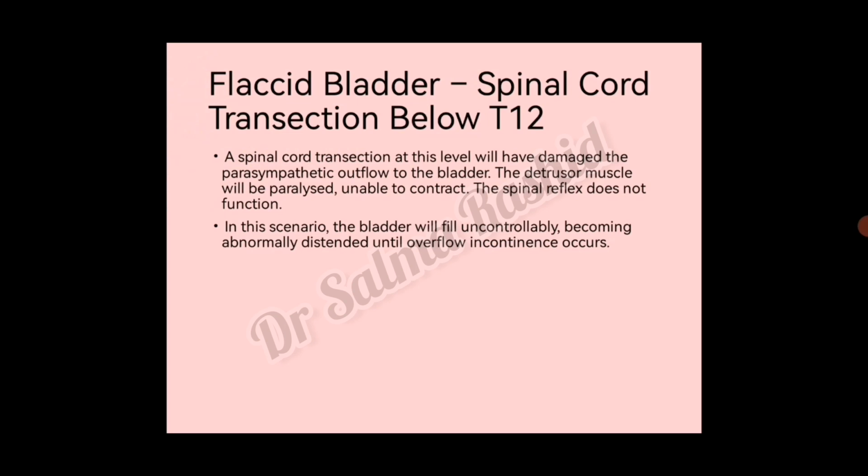Now, flaccid bladder: spinal cord transection below T12. A spinal cord transection at this level will have damaged the parasympathetic outflow to the bladder. The detrusor muscle will be paralyzed, unable to contract. The spinal reflex does not function. In this scenario, the bladder will fill uncontrollably, becoming abnormally distended until overflow incontinence occurs.